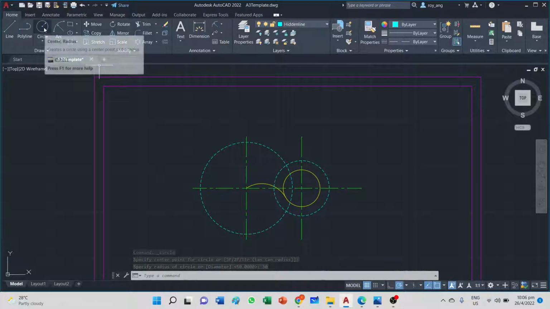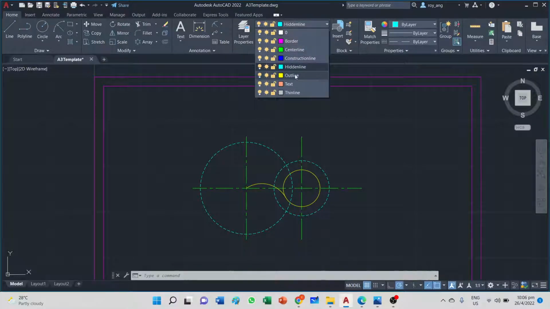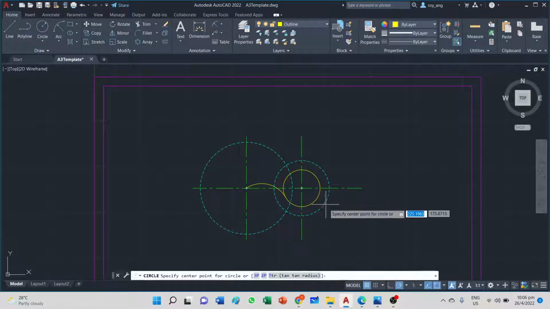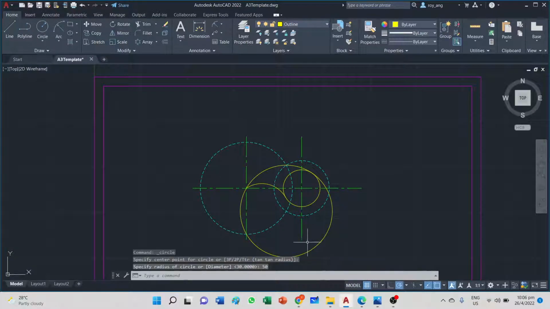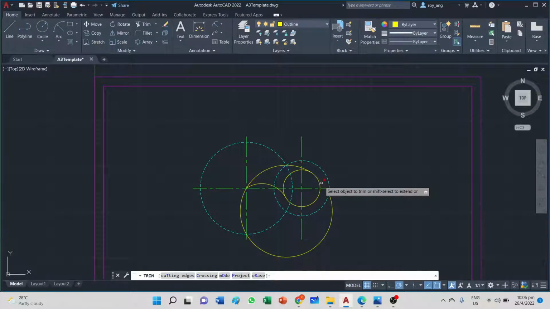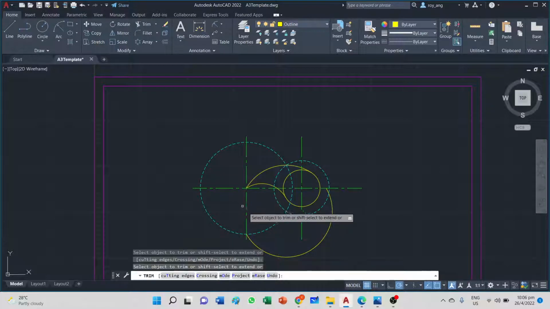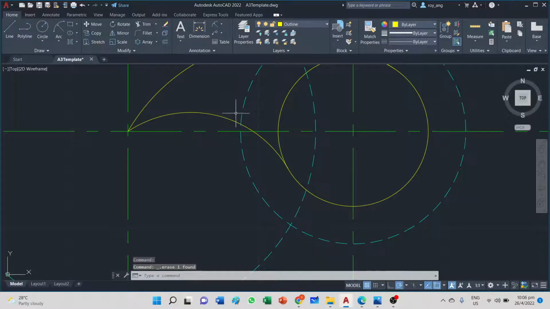Okay, so I'm going to draw an outline, and this value here will be R50. So it passes through this point and it's tangent to this circle. Now what I'm going to do is trim this away. I'm going to zoom in a little bit, and I'm just going to draw the center line for the R50 so that I can reuse it again for the next arc.